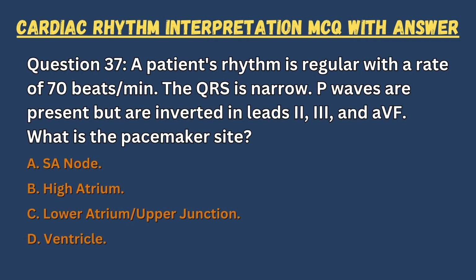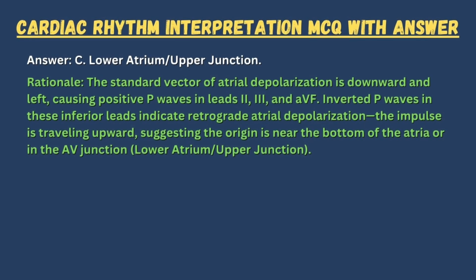Question 37. A patient's rhythm is regular with a rate of 70 beats per minute. The QRS is narrow. P waves are present, but are inverted in leads 2, 3, and AVF. What is the pacemaker site? A. SA node. B. High atrium. C. Lower atrium or upper junction. D. Ventricle. Answer. C. Lower atrium or upper junction.